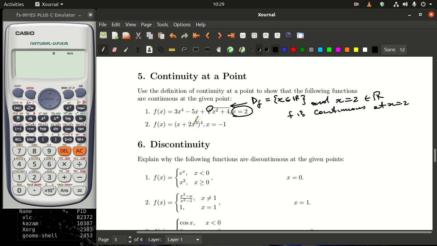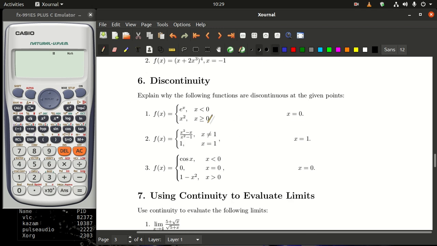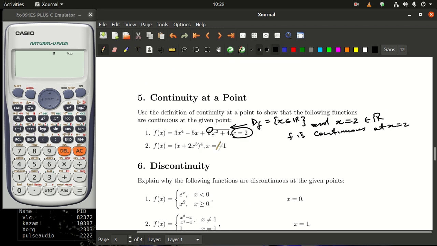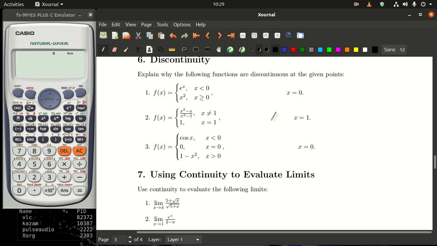The same thing here, I can plug in anything, therefore this function is continuous at that point because x equal to -1 is also a real number, so I can plug in real numbers here and we are fine. And then let's go now to these points, which are the juicy ones. Here you need to find the domain and then check if the point is in the domain. If it is in the domain, then that function is continuous at that point. Let's look at these ones now.